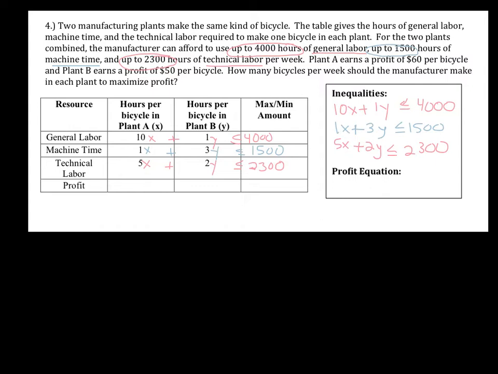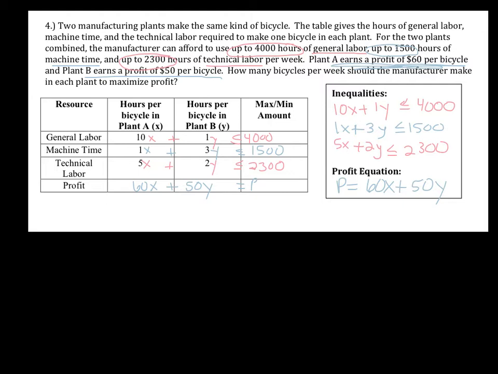As for profit, it says that Plant A earns a profit of $60 for each bicycle. So $60 times X amount of bicycles. Plant B, $50 per bicycle. So $50 times Y number of bicycles, and that's going to give us our profit. So profit will equal 60 times each bike from Plant A, plus 50 times each bike from Plant B.